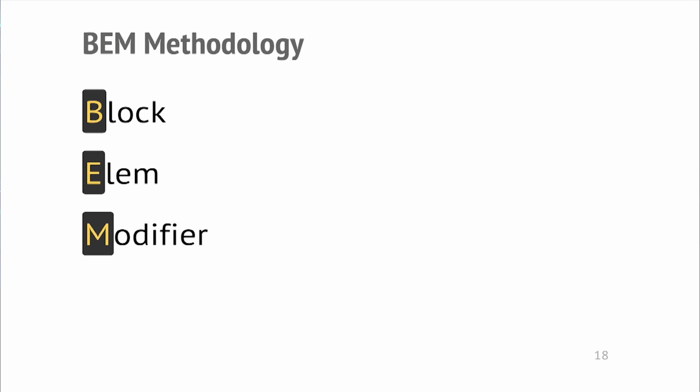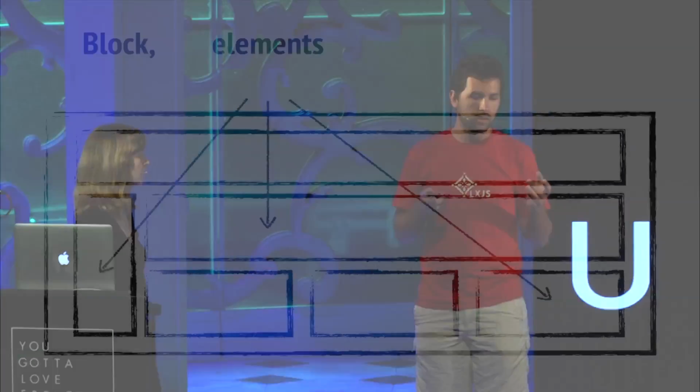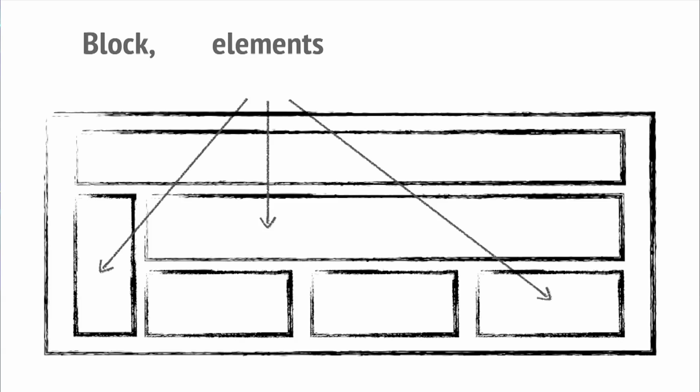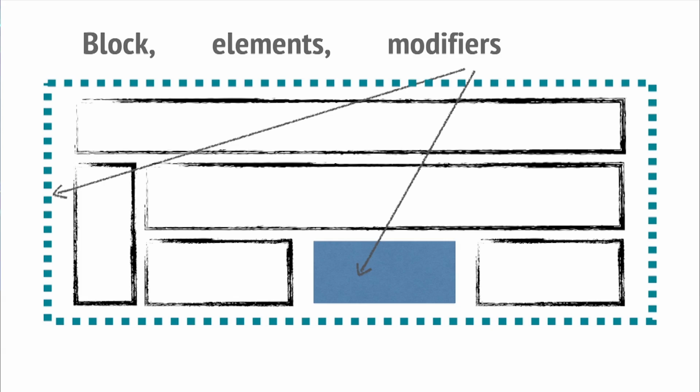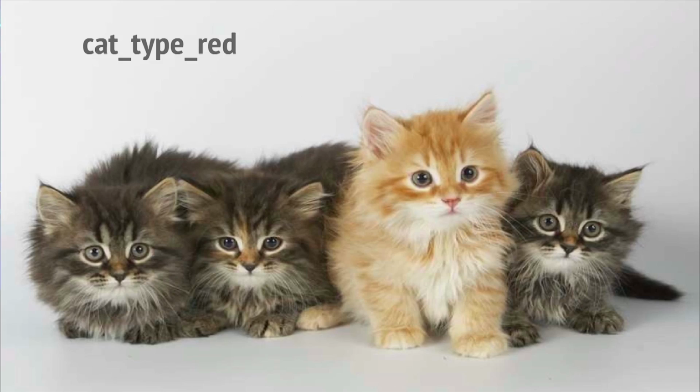We have a treatment for all these things at BEM, and it stands for block, element, and modifier. A block is an independent piece of interface. It's kind of a component in terms of web component specification. And elements are smaller parts which are useless without their parent block. You may think of them as of shadow DOM in web components. And modifiers describe some slight differences between similar blocks. And, which is quite important, they can describe differences in states.